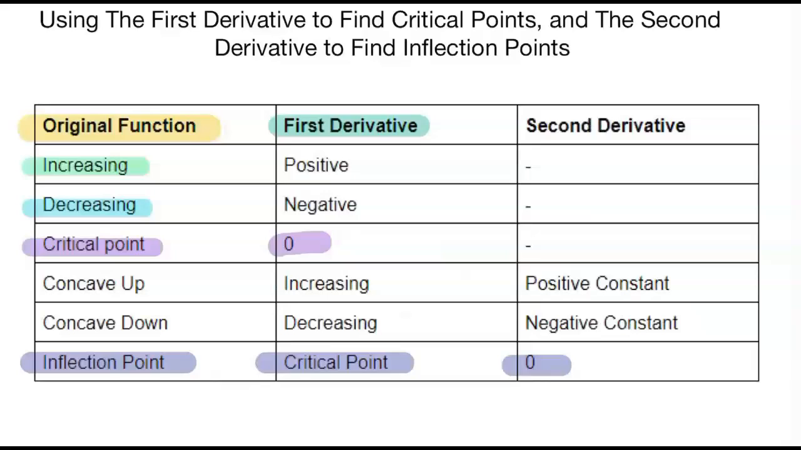Okay, I think I understand. To find the critical points, we take the first derivative of the original function, set it equal to 0, and find what x is equal to. To find the inflection points, we set the second derivative equal to 0 and find the x values again. Exactly.